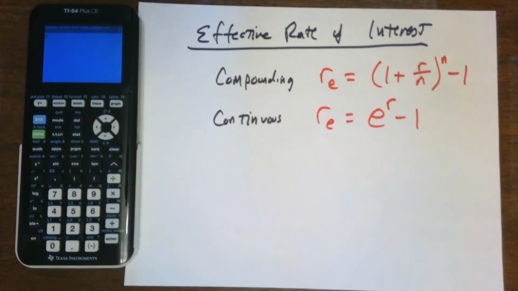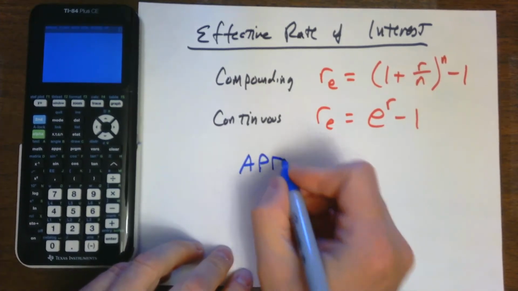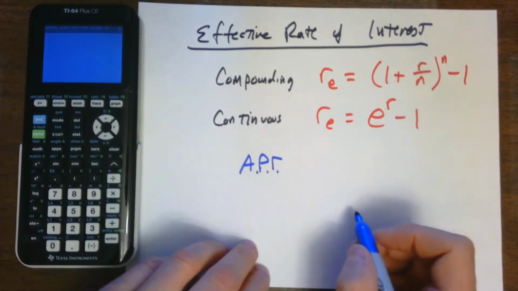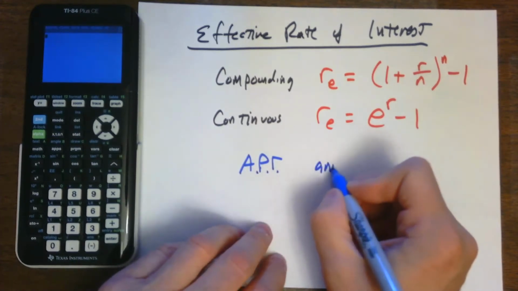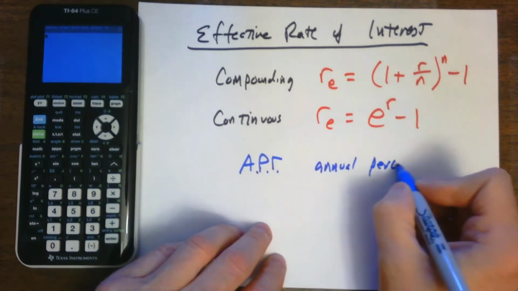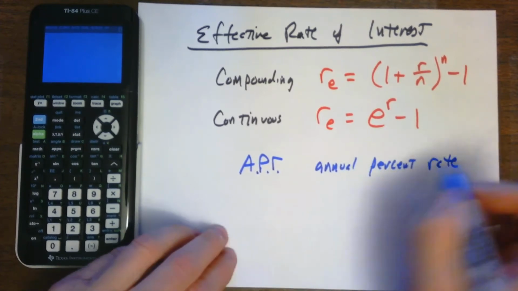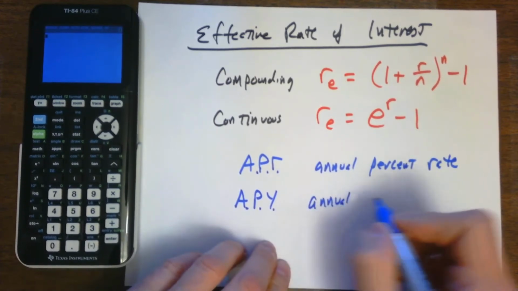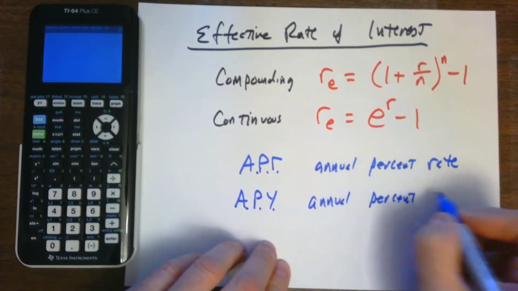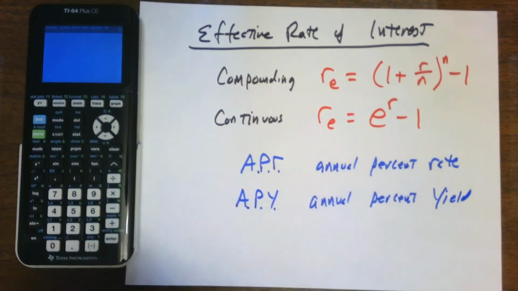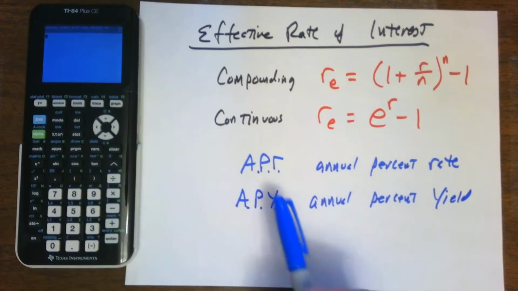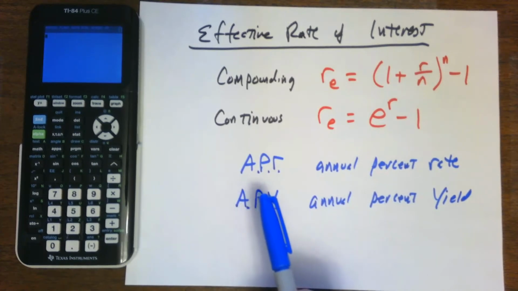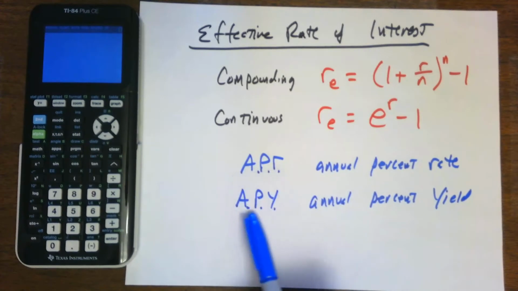The effective rate is also known as the APR. Does that sound familiar? That's the annual percent rate, or APY, which stands for the annual percent yield. These are the same kind of thing, the effective rate. And I'm sure that you've seen these in commercials, and if you've bought a house and a car, or if you've got credit cards, you've heard about what's the APR, the APY.